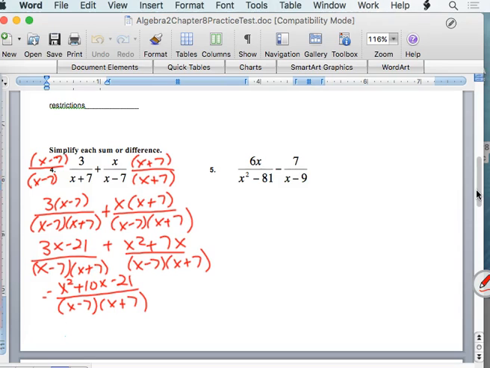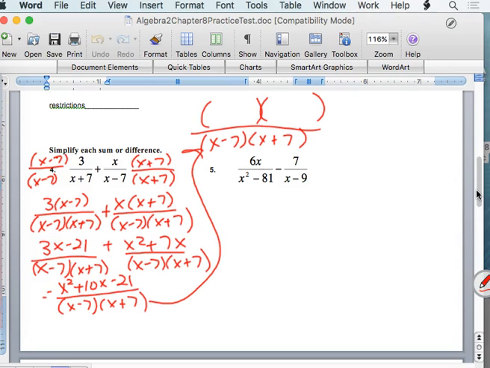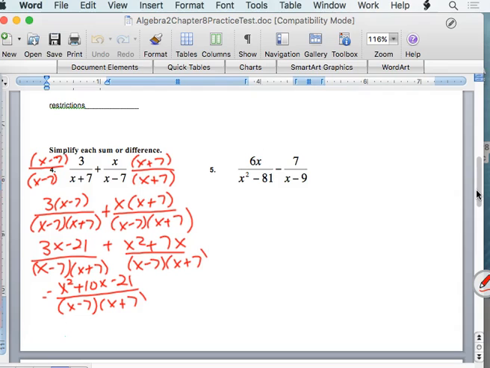Now, we are at the last step. We did our addition. Is it possible that x squared plus 10x minus 21 is factorable? That's a big maybe, right? Is it factorable? It is. So we need to give that a try. So what did you find for two numbers that multiply to negative 21 and add to 10? We were done. But it was good that we checked. We were done. Because the numbers were suspicious.